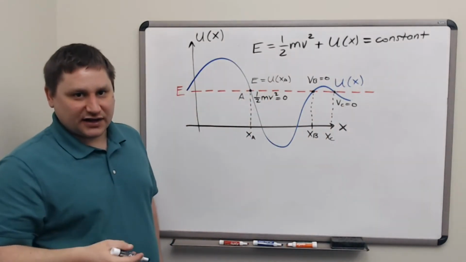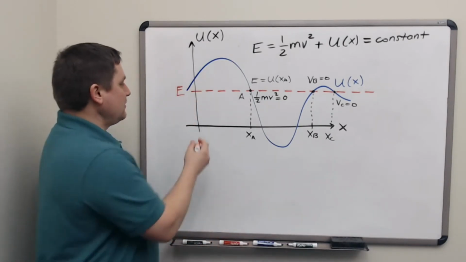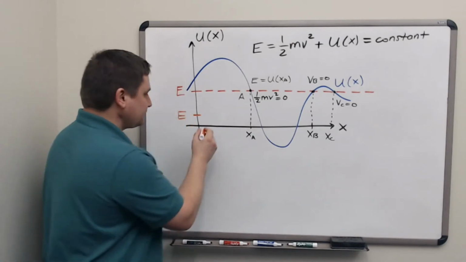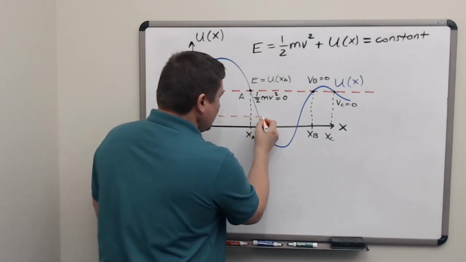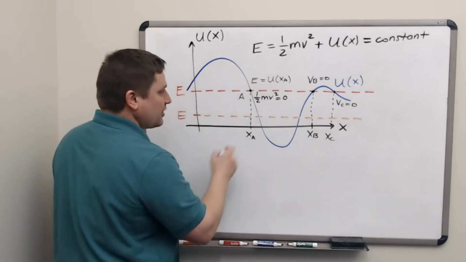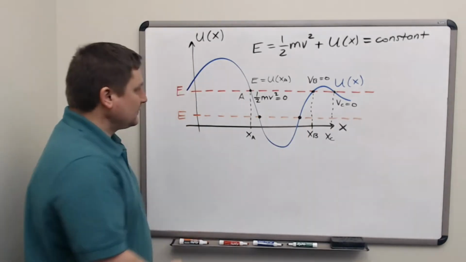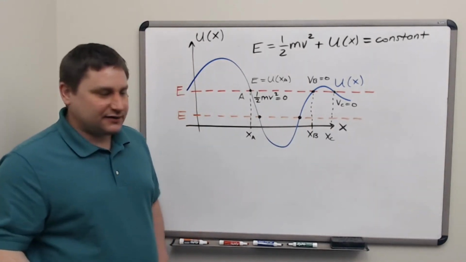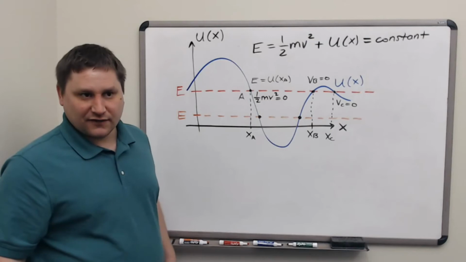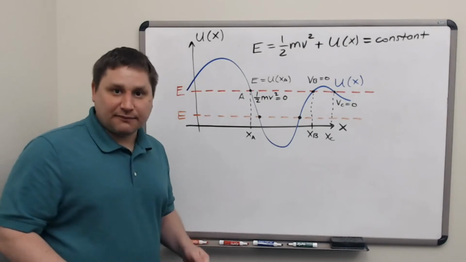Note that if I had chosen a different value for the energy, say a somewhat lower amount, then these intersections with the potential energy curve would occur in different locations. So differing values of the energy as a horizontal line produce differing intersection points with the blue potential energy curve. We give these intersection points for a given energy a special name. They're called the turning points of the motion.